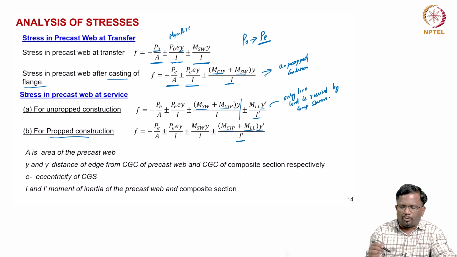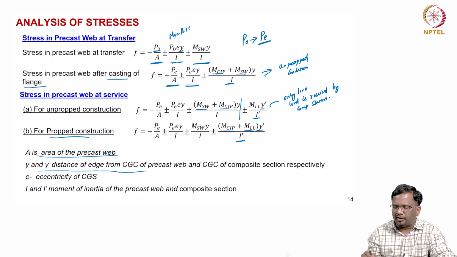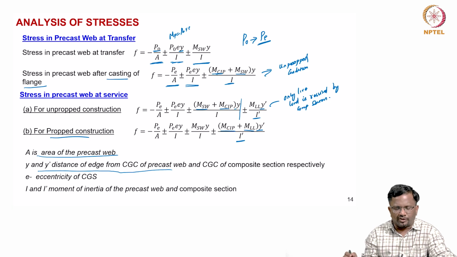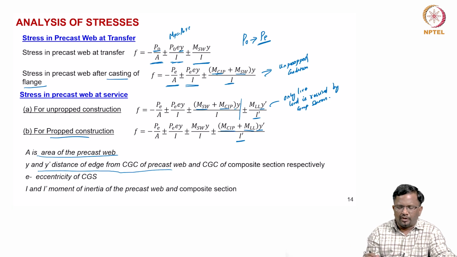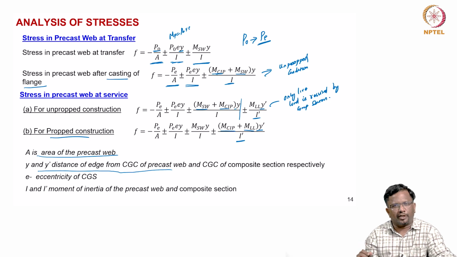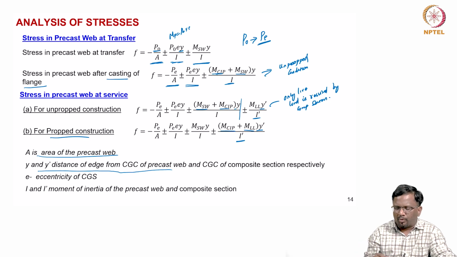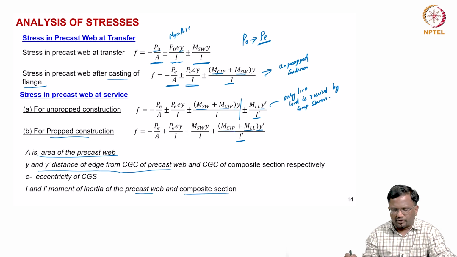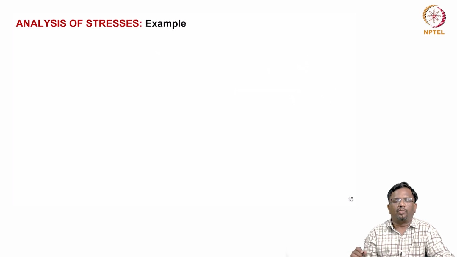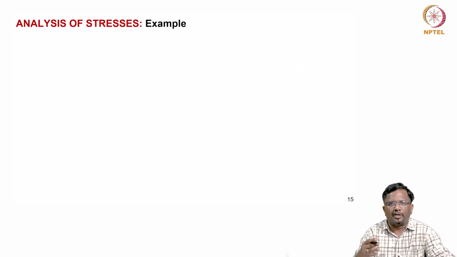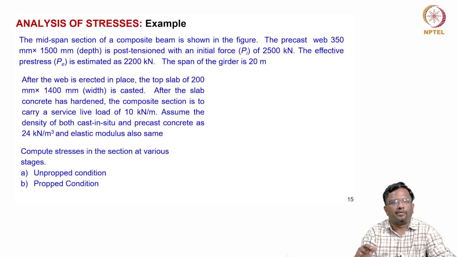Okay, so these are the nomenclature. A is the area of the precast web, Y and Y prime are the distances of the edge from the CGC of the precast web and the CGC of the composite section. Again we have seen E is the eccentricity of the cable, and I and I prime are the moments of inertia of the precast web and composite section, right. Now let us look at one example problem. Let us understand how different stages calculations can be done.